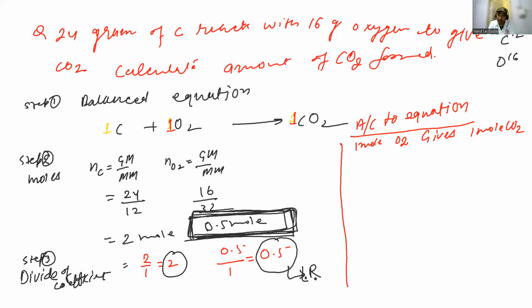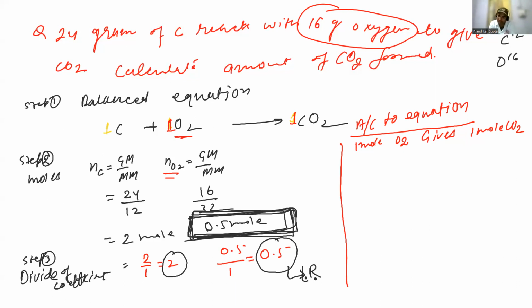I have one question. Why do you do 16 divided by 32? We are calculating mole. 16 gram oxygen is given, and if you talk about oxygen, the molar mass is 32. So 1 mole O2 gives 1 mole CO2.